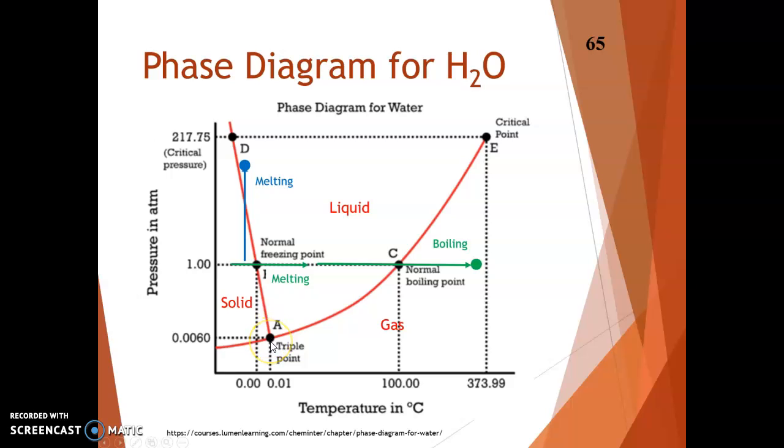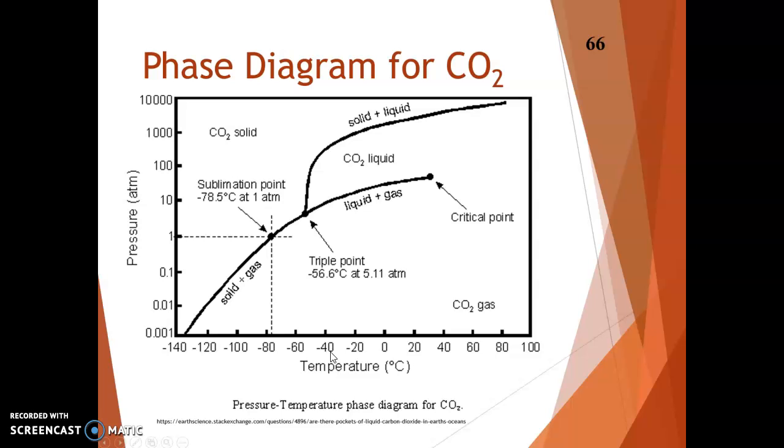And then there's also this point called the triple point, where solid, liquid, and gas can exist all at the same time, which you can think about as being like ice water that's at a low enough pressure to boil. Okay, let's look at the phase diagram for carbon dioxide, because carbon dioxide is kind of weird too.